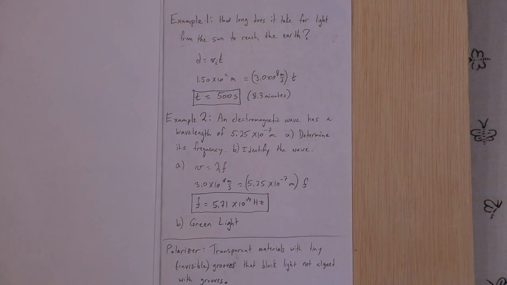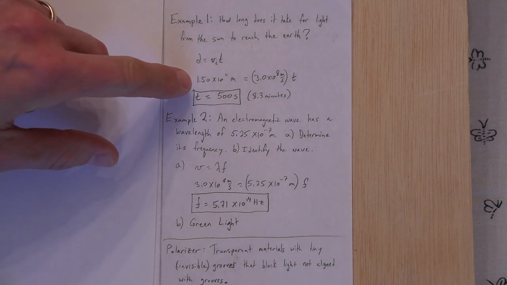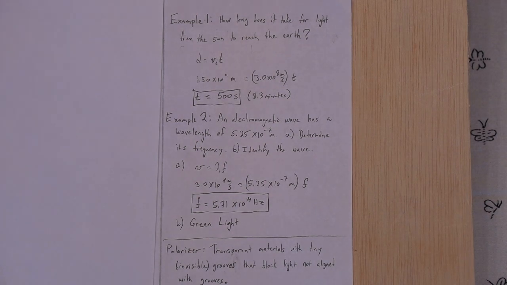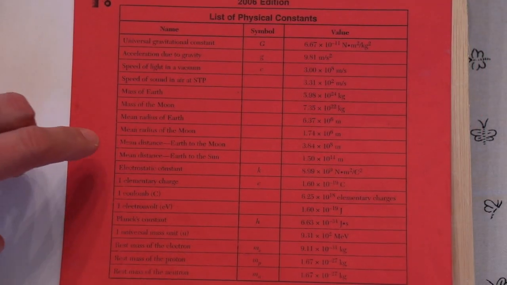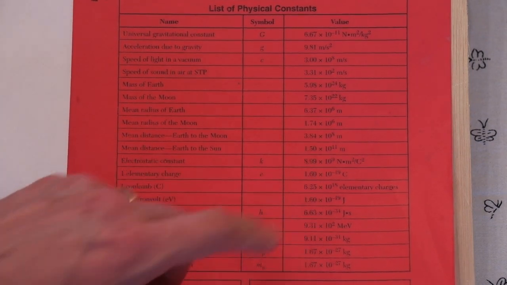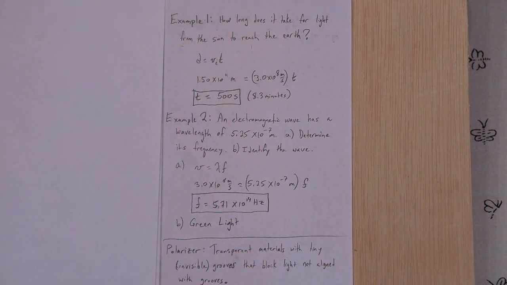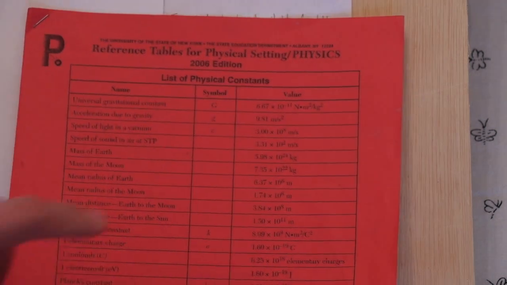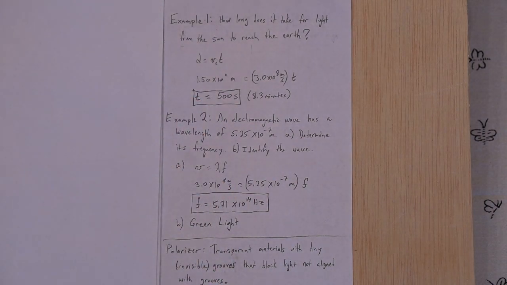So here's one. How long does it take for light from the sun to reach the earth? We use d equals v t. This is from the reference table, the distance from the sun to the earth, front cover, mean distance, earth to sun, right here: 1.5 times 10 to the 11th. So I take that and put it in there, and then the speed of the wave, again, I get from the reference table, speed of light, 3 times 10 to the 8th. And so I solve and I get 500 seconds, which is about 8.3 minutes. So that's how long it takes light to go from the sun to reach the earth.